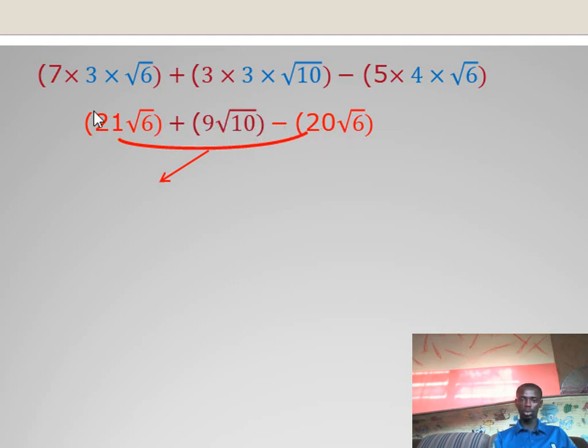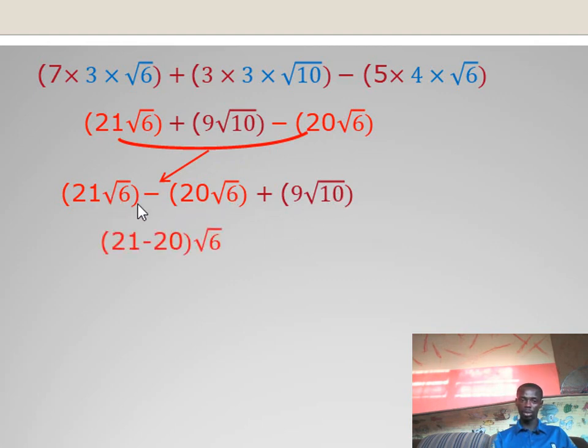So the first thing is I will need to collect the like terms. So the root 6 terms in red are like terms. Okay, I bring them together first. That's going to be 21 root 6, then minus 20 root 6, then plus 9 root 10 in white. The two values in red are like terms, but the other is not the same term with them, so I cannot add this to them. So I simplify the root 6 terms, 21 minus 20, plus 9 root 10.